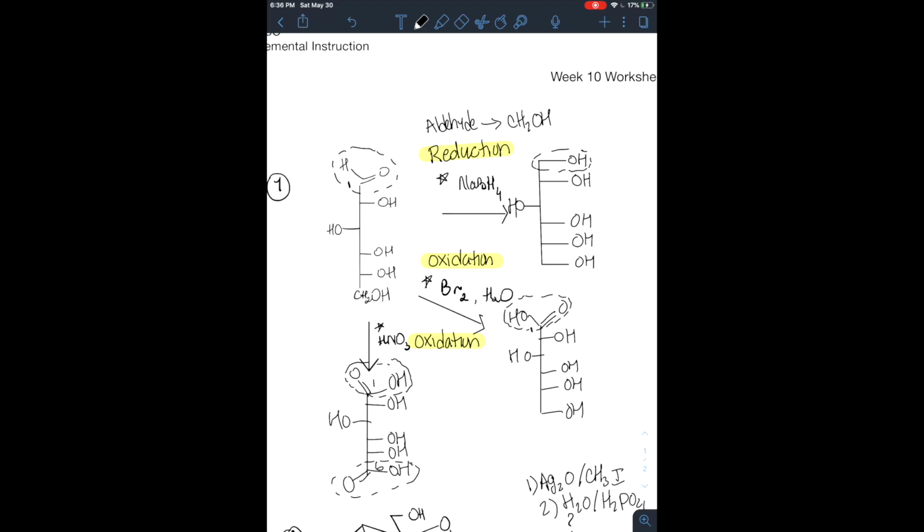So we have on this one, aldehyde turns into carboxylic acid. And for this one, we have aldehyde plus end of sugar form a carboxylic acid. Okay, so now let's move on to number 2.